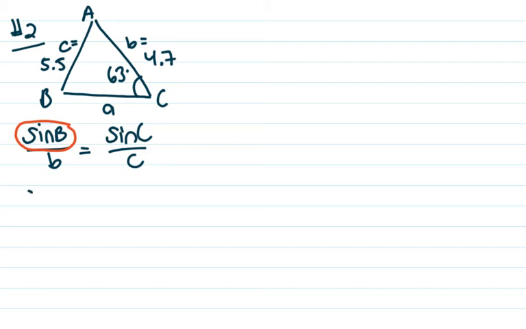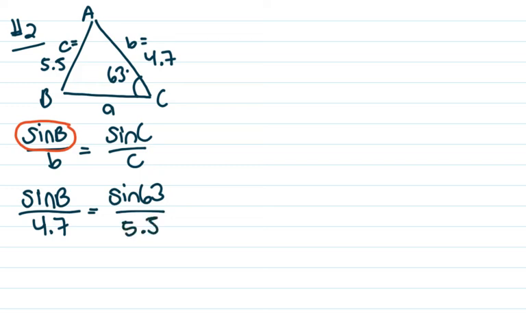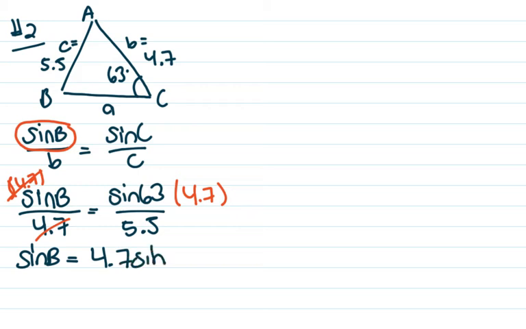So let's fill in what we know. So we don't know sine B. B is 4.7. Sine C is sine 63. And C is 5.5. So we want to get sine B by itself. So right now it's being divided by 4.7. So we're going to multiply both sides by 4.7. It will cancel out on the left side, which will leave us with sine B equals 4.7 sine 63 over 5.5.